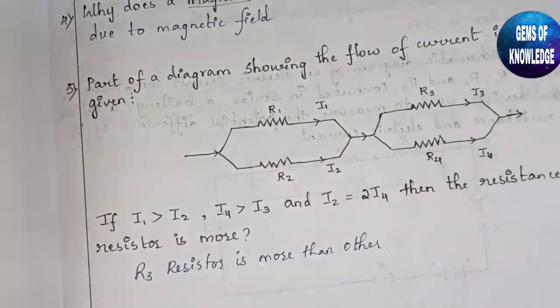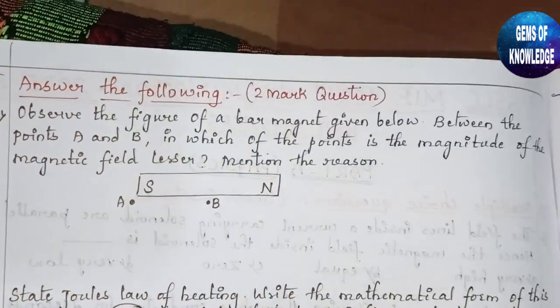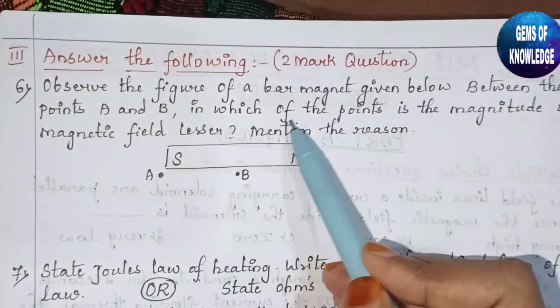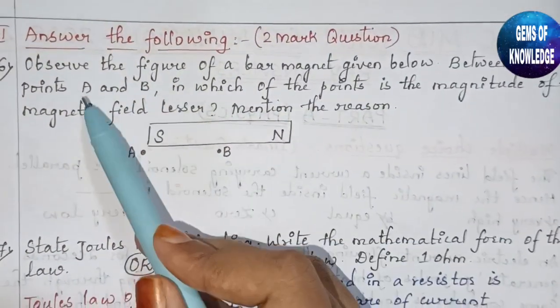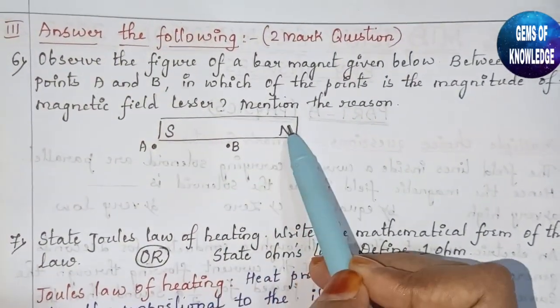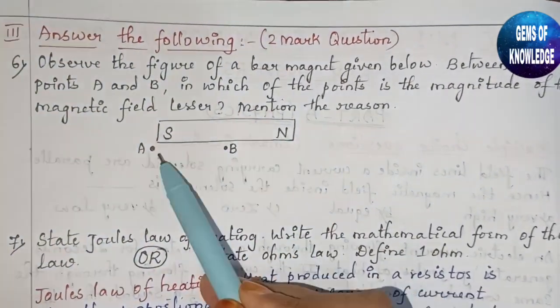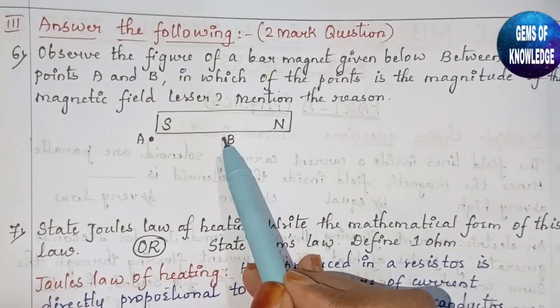Okay, going to the next question. You can see the 2 mark questions now. Observe the figure of a bar magnet given below. This is a figure of a bar magnet. Between the points A and B, this is the south pole, this is the north pole. The points are shown here, A and B.